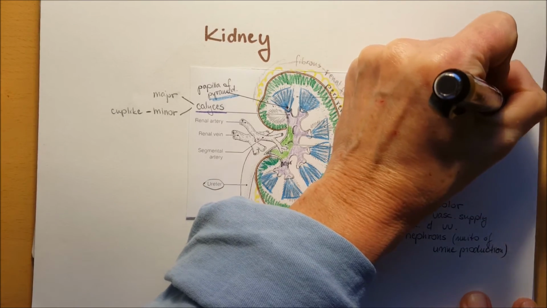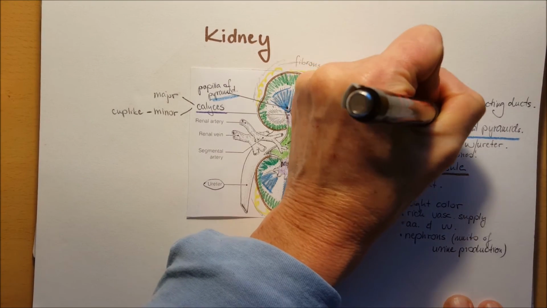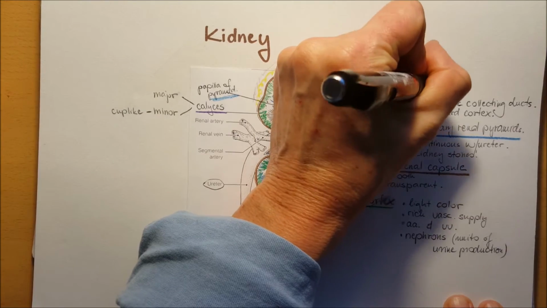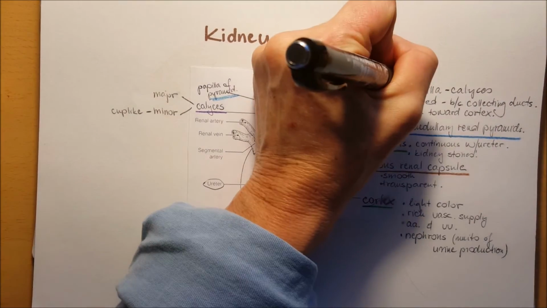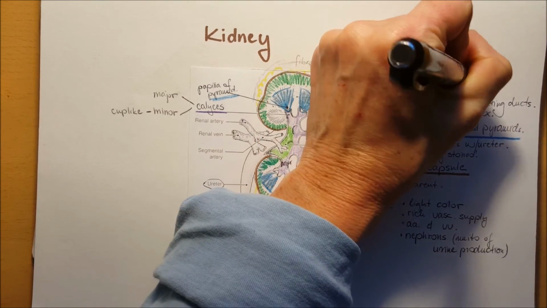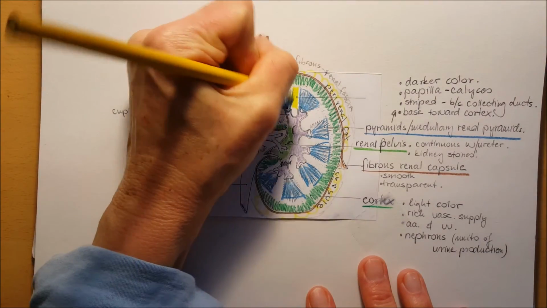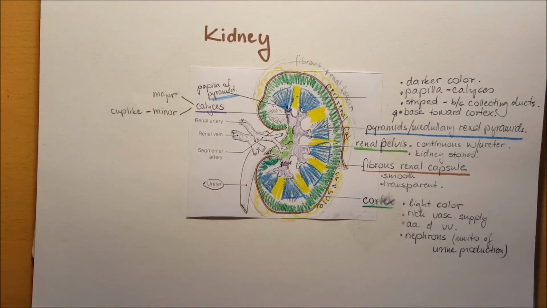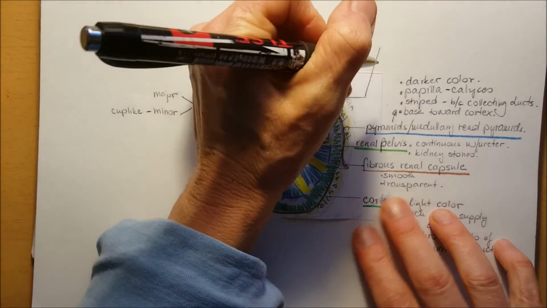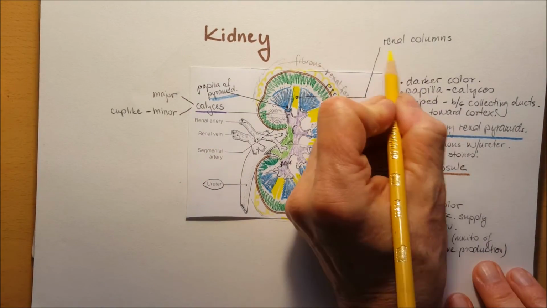The papilla of the pyramids are sitting into the minor calyces, and the striping formation in the pyramids is due to the collecting ducts inside of the pyramids, and the base of the pyramid is towards the cortex. Between the pyramids, we have the renal columns. They are yellow in here, renal columns, and they are cortex-like material in the medulla, basically.